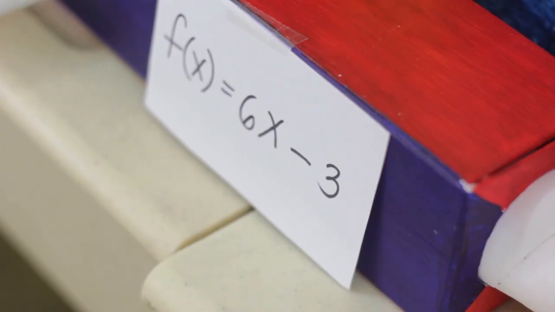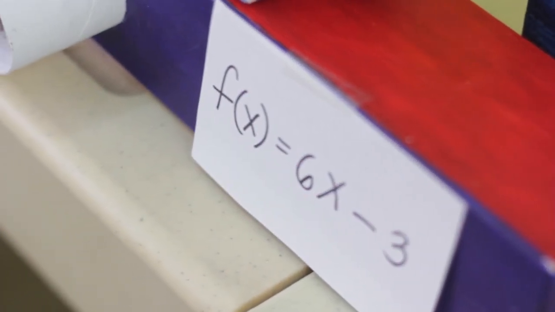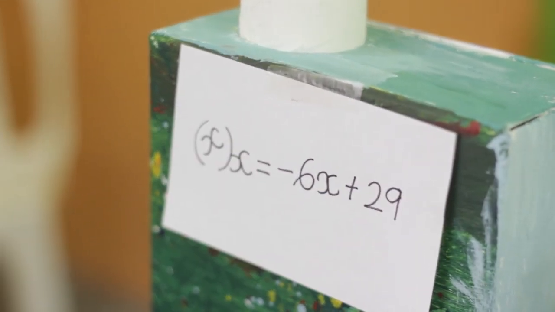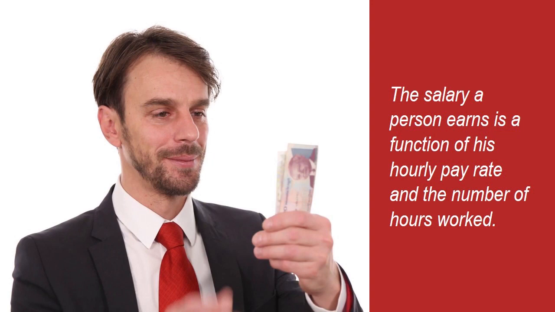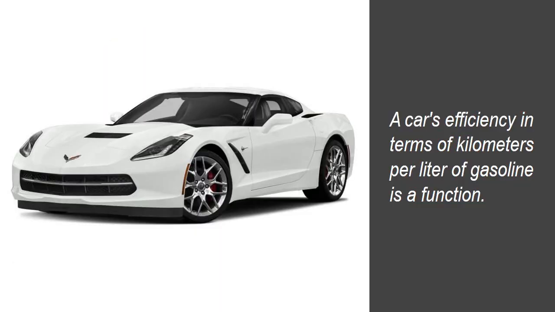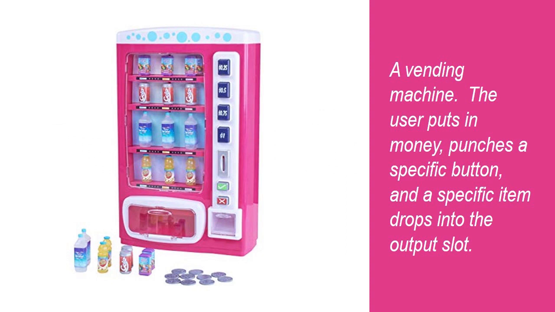You may not realize this, but functions are used in real life more than you know. For example, the amount of money a person earns, his salary, is a function of his hourly pay rate and the number of hours worked. A car's efficiency in terms of kilometers per liter of gasoline is a function. If a car typically gets 20 kilometers per liter, and if you input 10 liters of gasoline, then the car will be able to travel roughly 200 kilometers. A vending machine, the user puts in money, punches a specific button, and a specific item drops into the output slot.